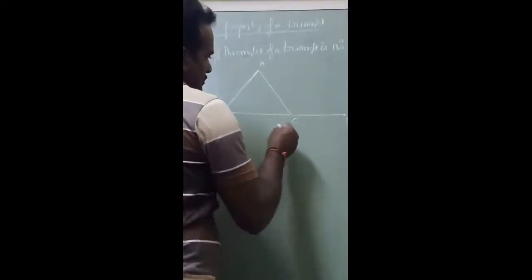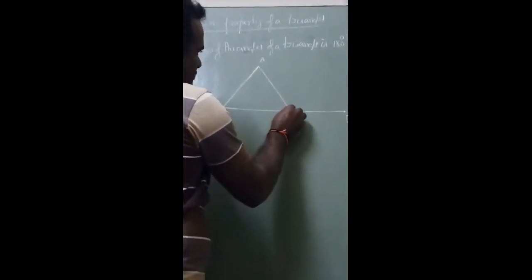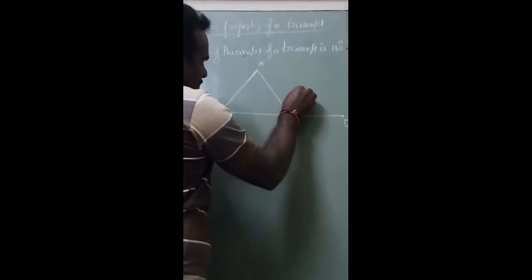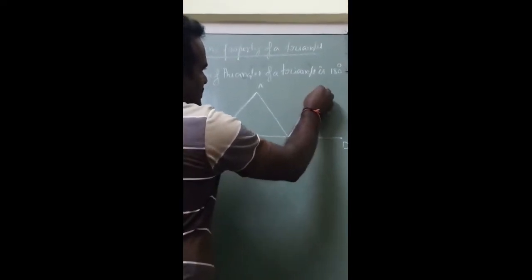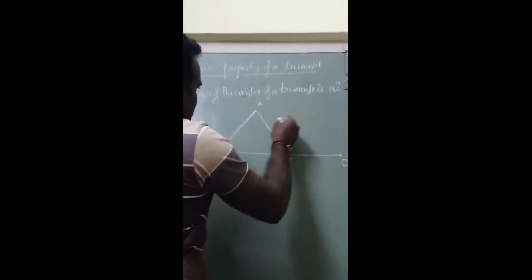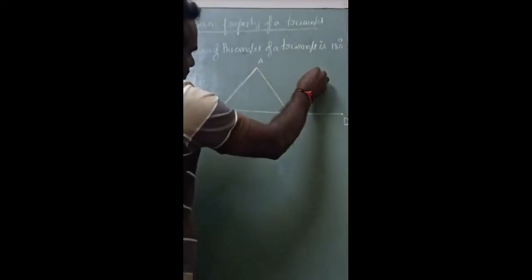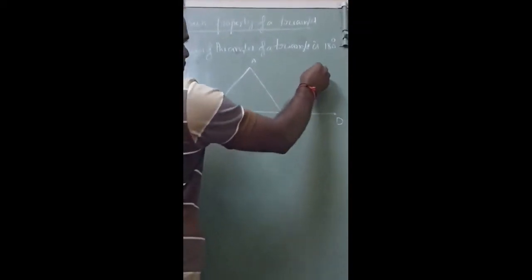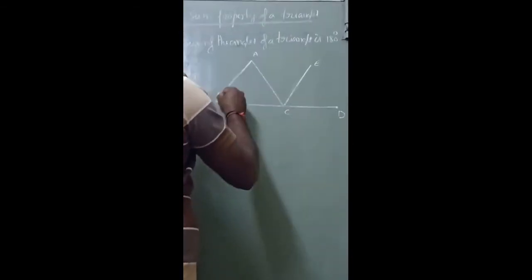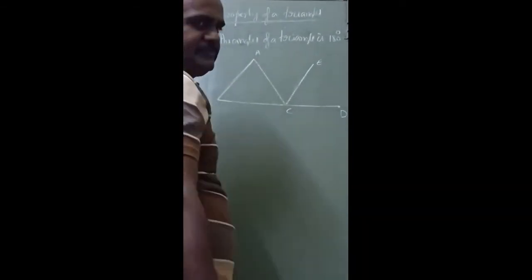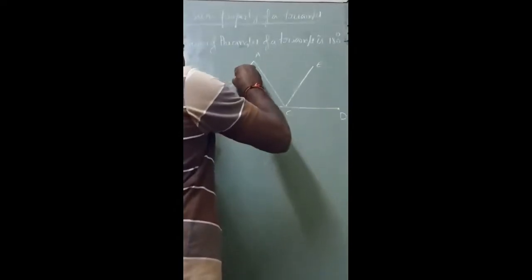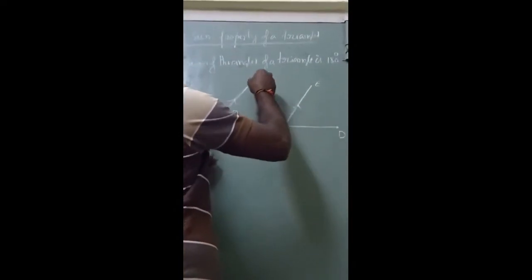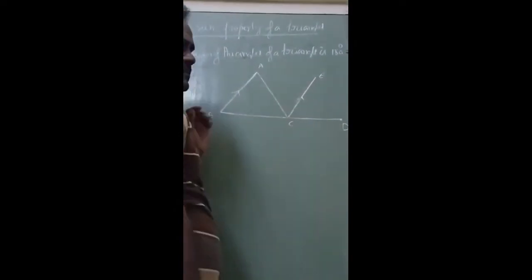Now draw one line. That line, this is E. This line is parallel to AB. CE is parallel to AB. AB is parallel to EC.